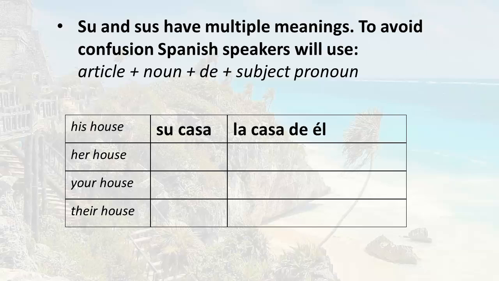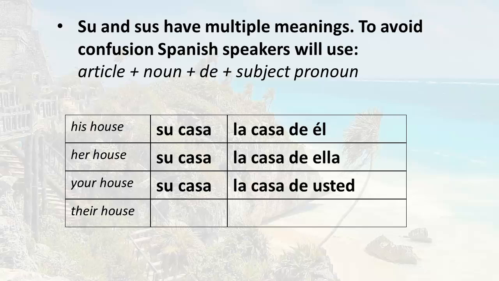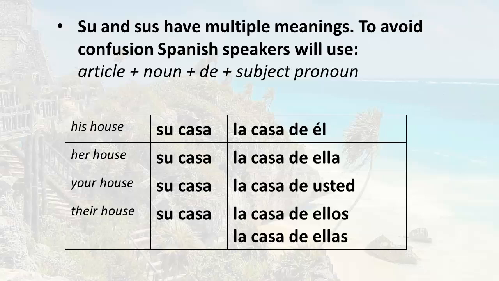La casa de él. If I want to say her house, I of course can say su casa, but to avoid ambiguity, I would say la casa de ella. Your house, I could say su casa. To avoid ambiguity, I would say la casa de usted. Finally, their house, I could say su casa. But to be precise, I would say la casa de ellos or la casa de ellas.